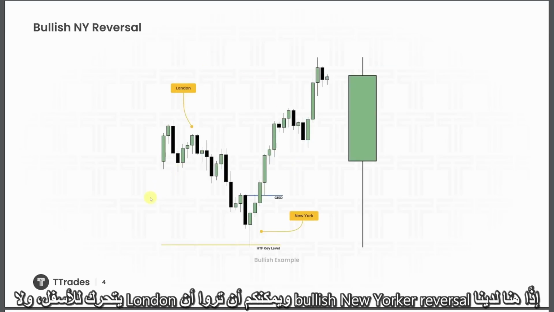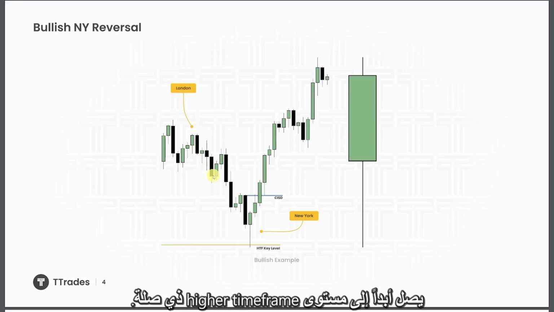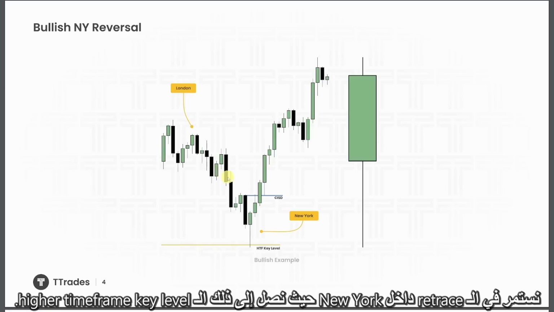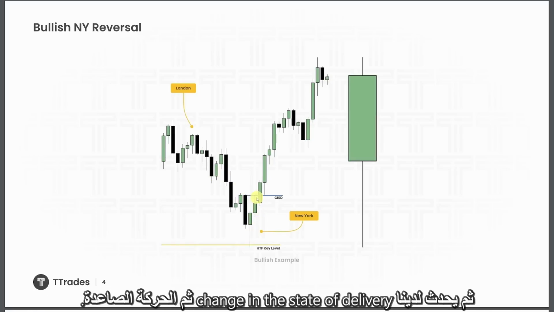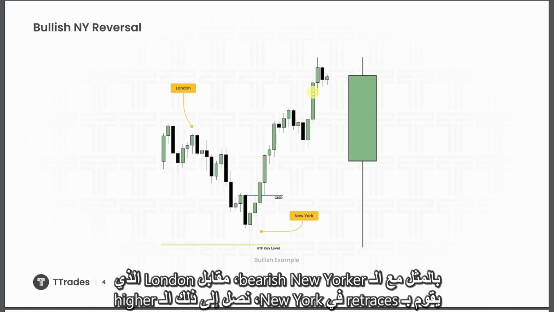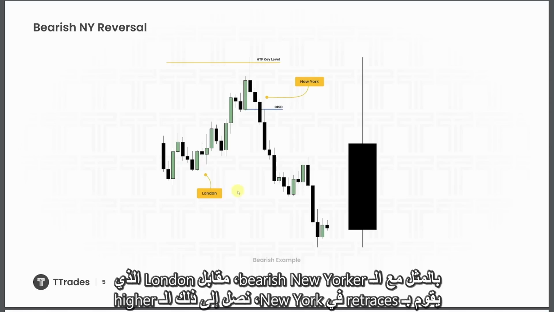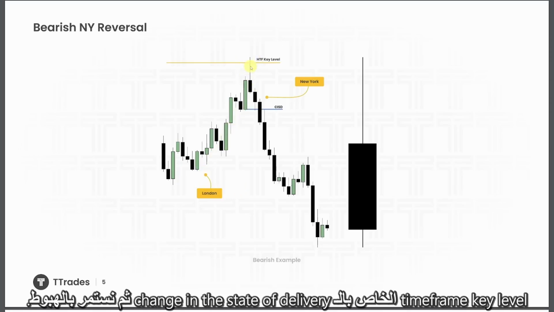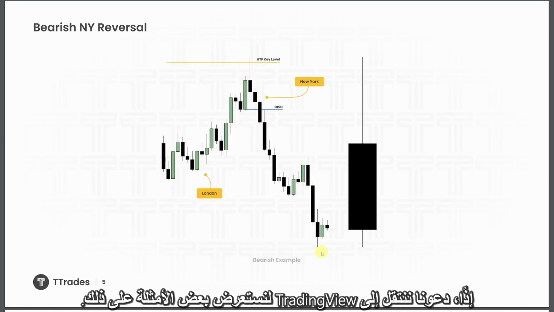So here we are with a bullish New York reversal, and you can see London moves lower, never reaches a relevant higher time frame level. We continue to retrace into New York, where we reach that higher time frame key level. Then we have the change in the state of delivery, and then the move higher. Similarly, with the bearish New York reversal, London retraces. In New York, we hit that higher time frame key level, have the change in the state of delivery, and then we continue lower. So let's hop into TradingView to go over a few examples of this.